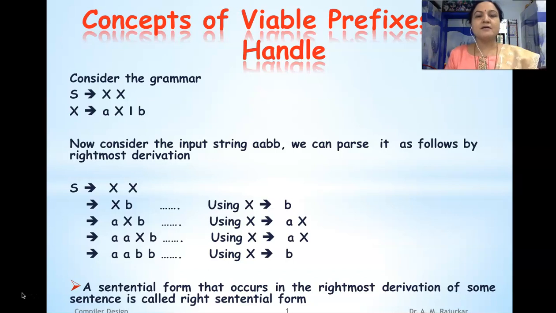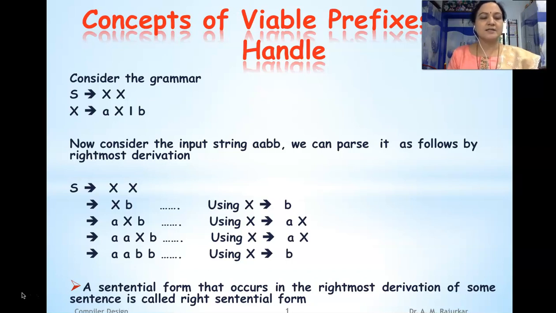So to explain the concept of viable prefixes and handle, let us consider an example. Consider the given grammar: S tends to XX, and another production is X tends to AX or B. Now consider the input to be parsed is AABB. Now we can parse it as follows using rightmost derivation, because LR parsing uses rightmost derivation in reverse. So let us parse this string using rightmost derivation.